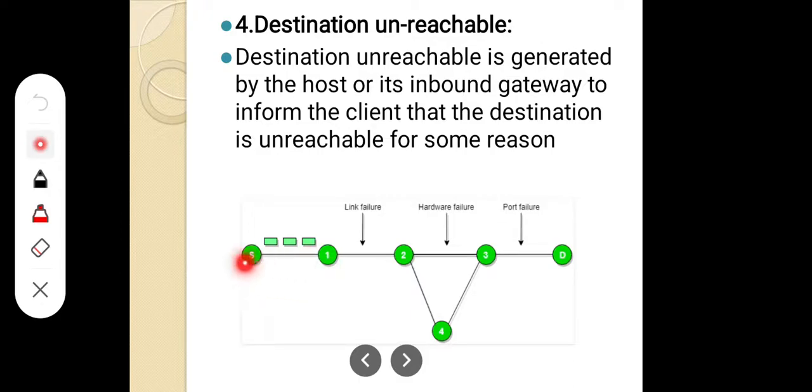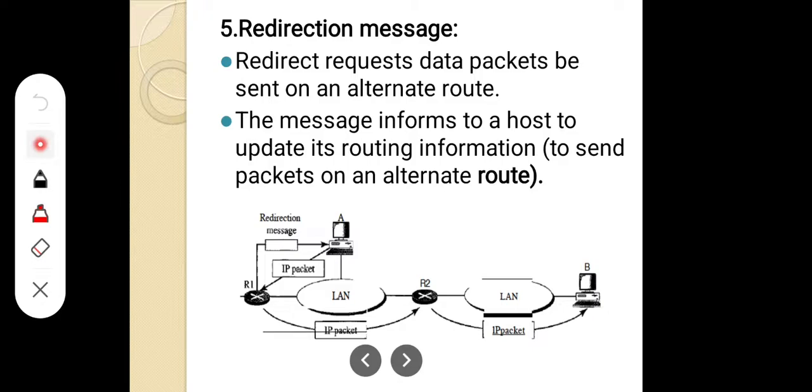Here the packets are coming. They have reached from the source to router 1. From router 1, it is found that there is a link failure between 1 and 2. It also found a hardware failure between 2 and 3. Here they have found a port failure between 3 and the destination. These pieces of information will be passed on to the source through an ICMP message. That is called a destination unreachable message. Clear? The last one is the redirection message.